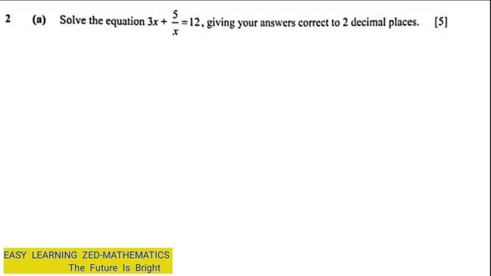Solve the equation 3x plus 5 over x is equal to 12. Give your answer correct to 2 decimal places. So this question was carrying 5 marks. So how do you solve this one?